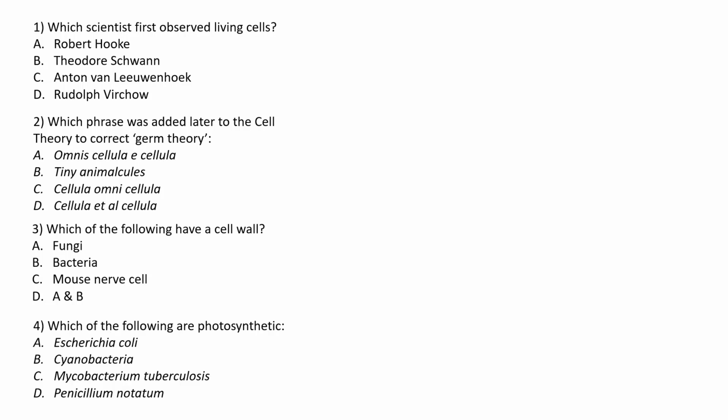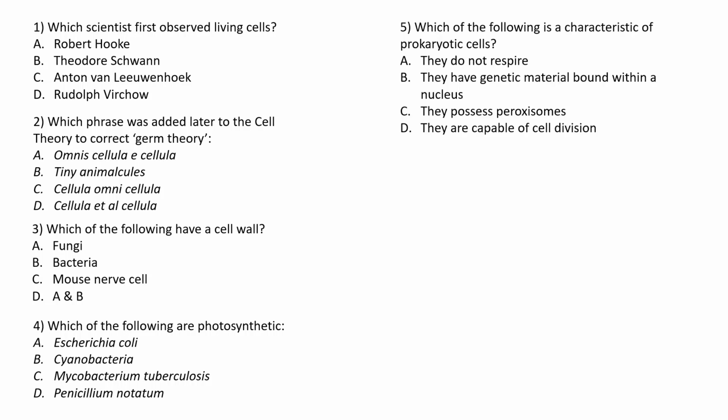So, which of the following are photosynthetic? B. Cyanobacteria. Yep, that's completely correct. So these are also known as blue-green algae, and they have chloroplast, which allow them to make photosynthesis. Yes, correct. Great. All right.